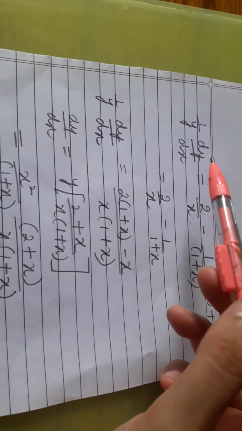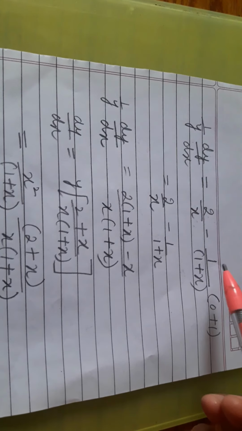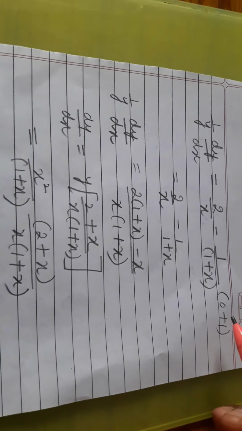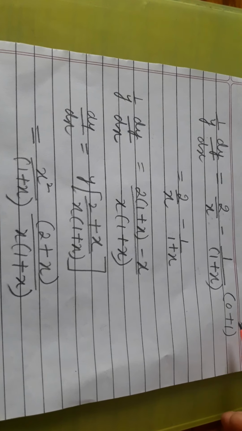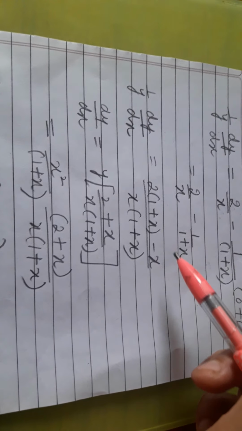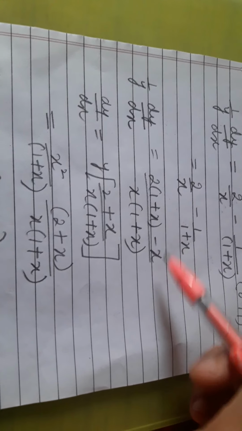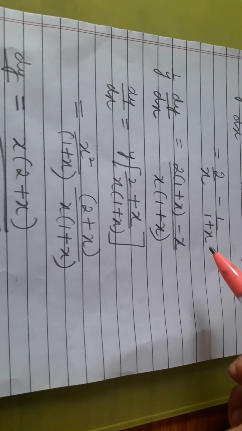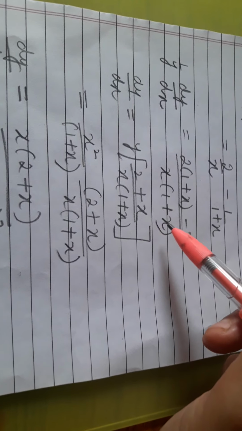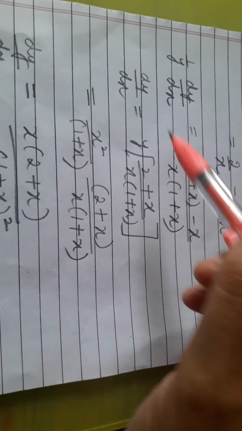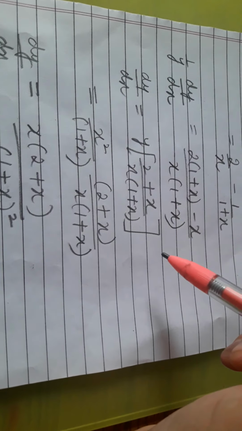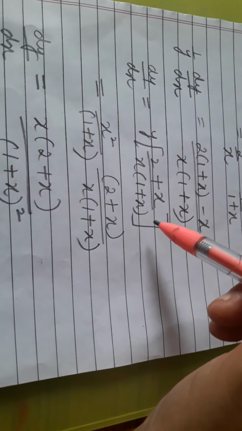So 1 by y dy by dx is equal to 2 by x minus 1 by 1 plus x, times d by dx of 1 plus x. d by dx of 1 is 0 and d by dx of x is 1. So I'm left with 2 divided by x minus 1 by 1 plus x. Just take the LCM here. So 2 into 1 plus x minus x, butterfly rule. So it's 2 plus 2x minus x, and 2x minus x will give me x, so 2 plus x by x into 1 plus x. And just take this y up. So dy by dx is equal to y into 2 plus x by x into 1 plus x.